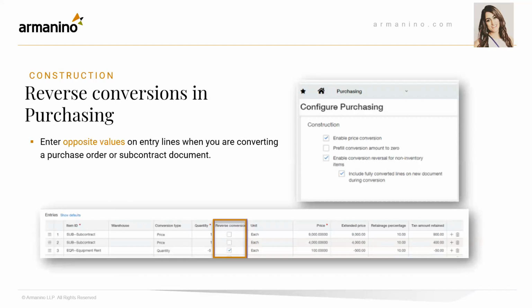Reverse conversions in purchasing. So this actually needs to be configured under purchasing. With this new functionality, you are able to reverse a converted quantity by entering negative units. Intacct will correct the converted quantity on the original document and adjust the transaction downstream. This will also help you to see the previously converted lines to make it easier to find what needs to be reversed. Something to keep in mind, the reverse conversion is only available to construction subscription and in purchasing. Next slide.